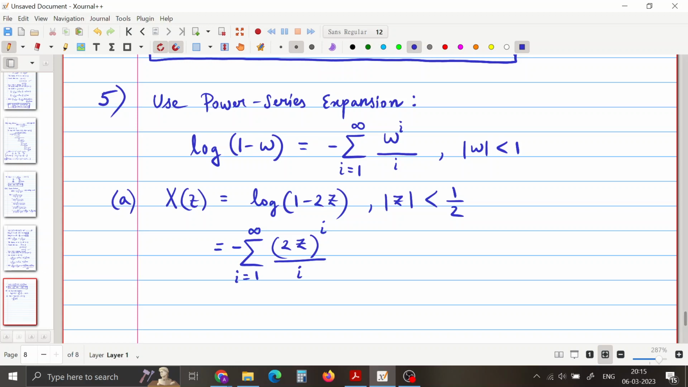And you see that the condition on the constraint on w was mod w is less than 1. So here in this case our w is basically 2z, and mod w less than 1 is the given constraint for the expansion. So that implies mod 2z should be less than 1, and that gives us mod z less than half, which is exactly what is given in the question, right?